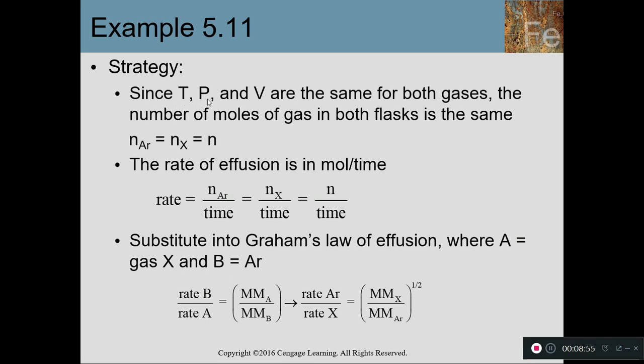Since we know temperature, pressure, and volume are the same, that tells us that the number of molecules is the same. PV equals nRT. If P is the same and T is the same and V is the same, then the number of molecules is going to be the same also. What that means here for effusion is that effusion is this ratio of how many molecules leave in an amount of time.